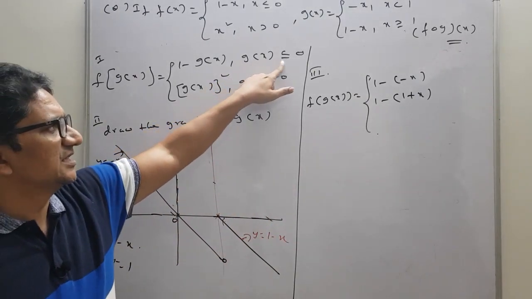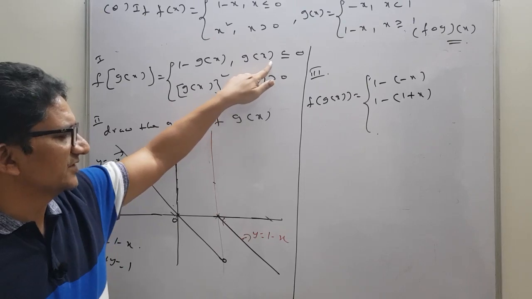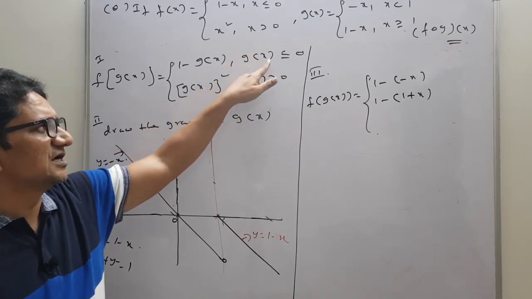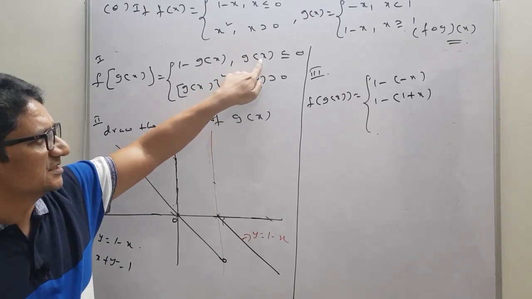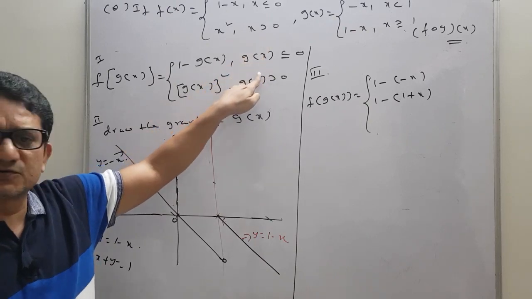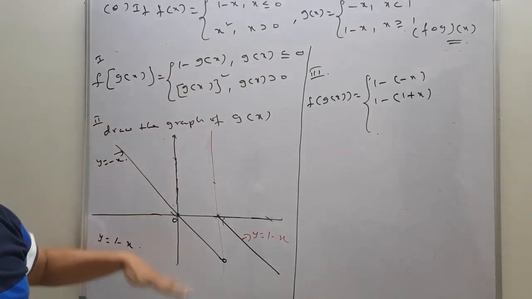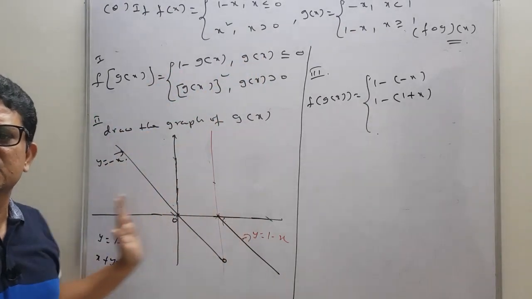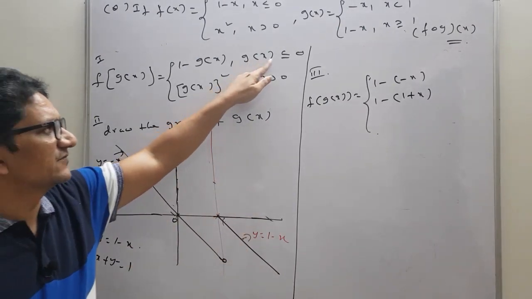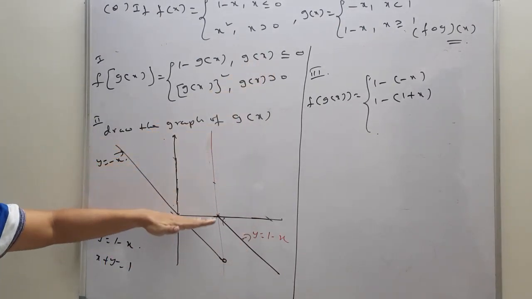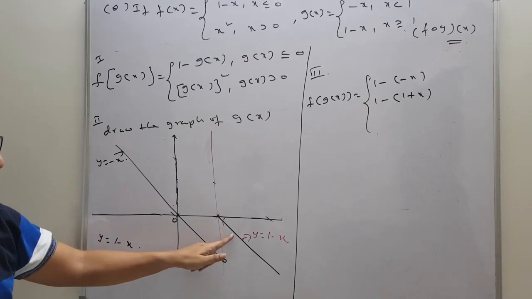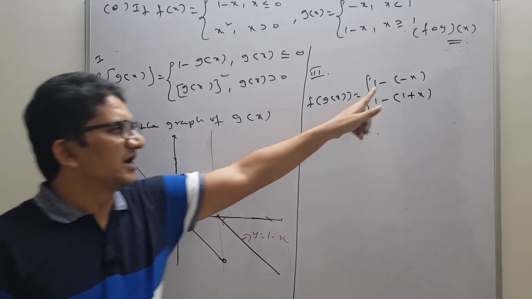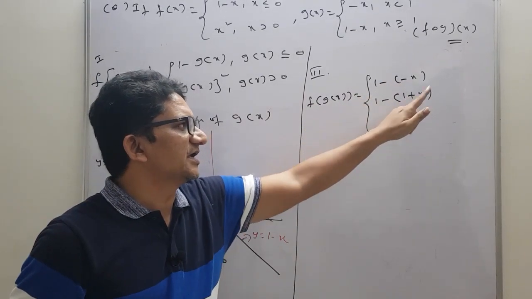g of x less than 0 we are considering here. g of x is always output. x is always input, g of x is output. Output we always need to check on the y axis. Input we always need to check on the x axis. g of x less than or equal to 0 means downward. So downward we have two lines. They are minus x and 1 plus x.